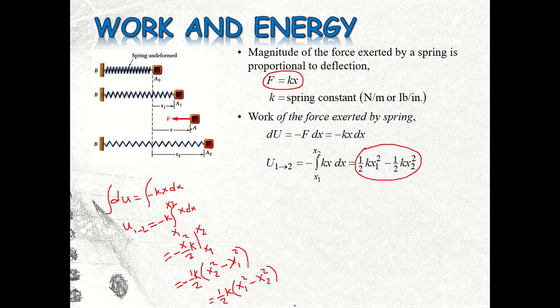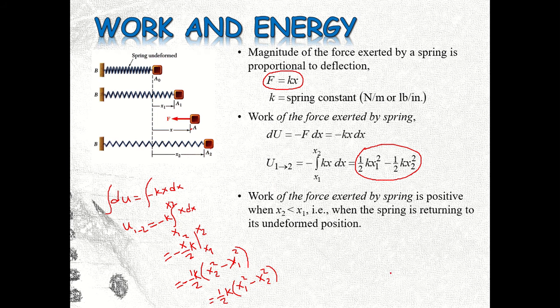All right, so this is another expression for the work of force exerted by spring. Okay, so work of force exerted by spring is positive when x sub 2 is less than x sub 1. Meaning, if the value of x sub 2, in this case, x sub 2 is greater, no? In this case, class, our x sub 2 is greater than x sub 1. So we can expect that the result here would be negative. Okay?